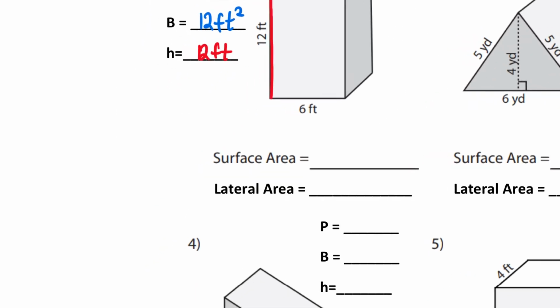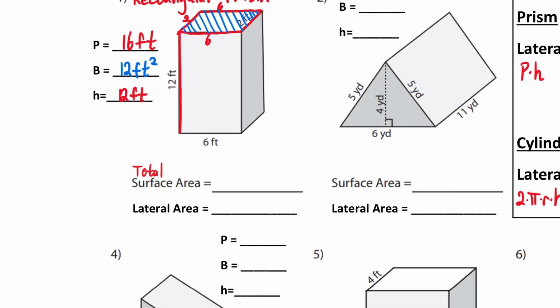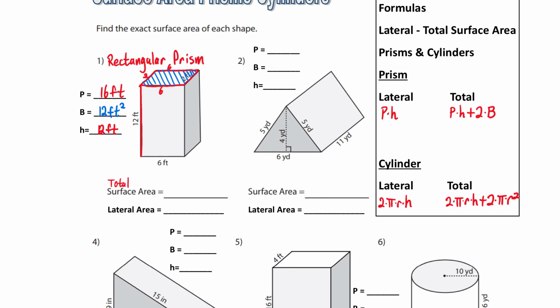Now, okay, when you see this, if you see it just says surface area, that implies total surface area. If you see it just say surface area, that means total surface area. It has to say lateral surface area to mean lateral surface area. Okay, so what I'm going to do now is, this is a prism, a rectangular prism. So I'm going over here to the prism formulas. So the first one is total. So I'm going to go P times H plus 2 times B.